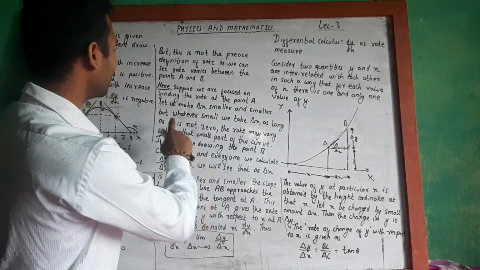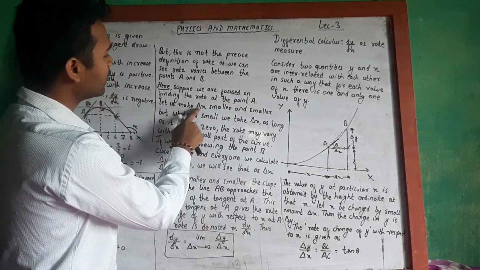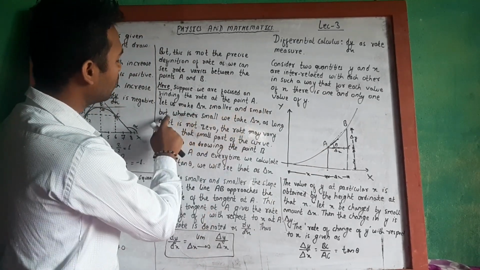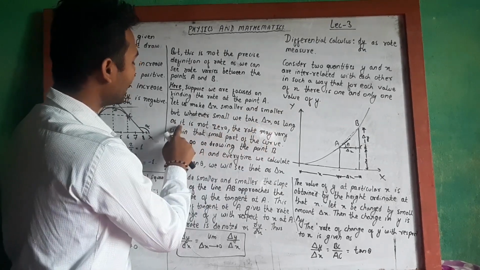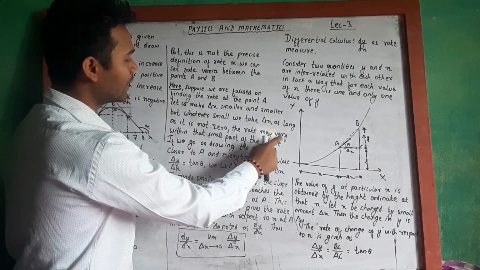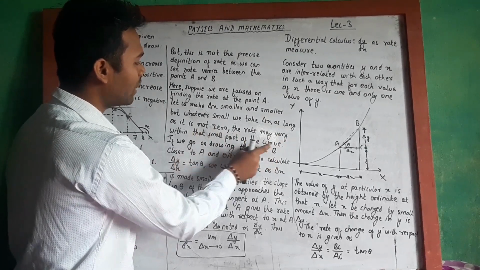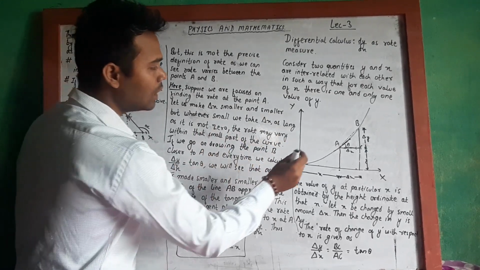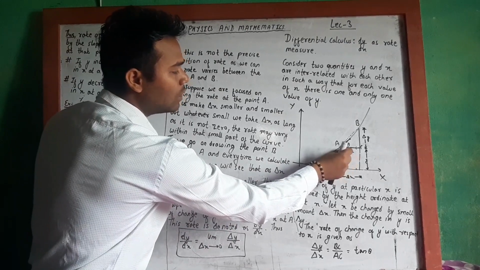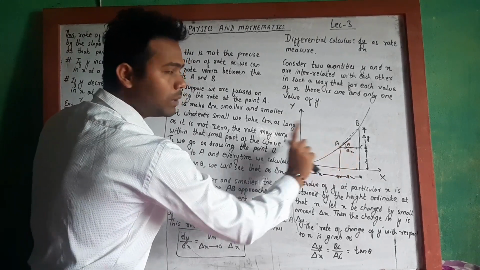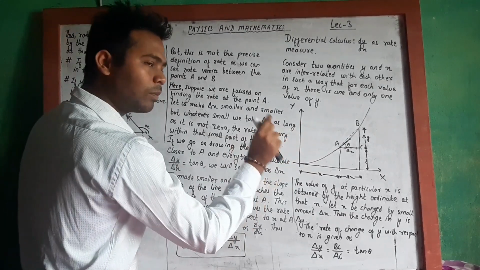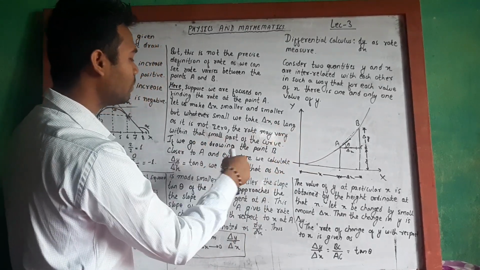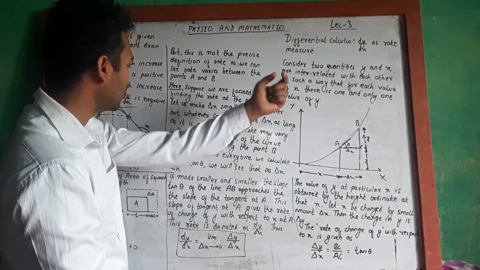That is written here. Let's see. Let us make del x smaller and smaller, but whatever small we take del x, as long as it is not 0, the rate may vary within that small part of the curve. If we don't make del x 0, then there will be some part of the curve, and in that interval the rate may be varying in the curve.